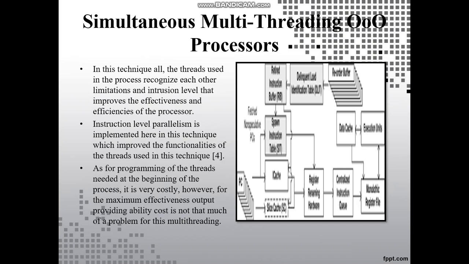Now we'll move to simultaneous multithreading processors. In this multithreading processor, all the threads will be used to process and to recognize each other. In this simultaneous multithreading processor, the instruction level parallelism technique has been implemented to improve the functionalities of the threads. As per the programming of the threads needed at the beginning of the process, it is very costly. However, for the maximum effective output, providing the ability cost is not that much of a problem for this multithreading.